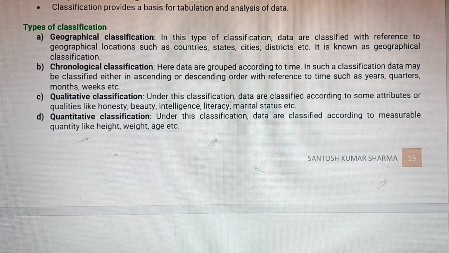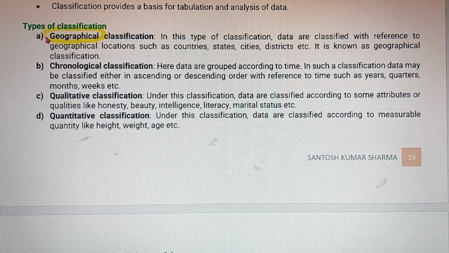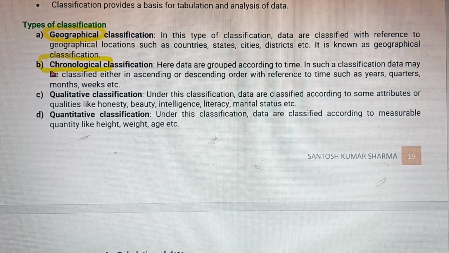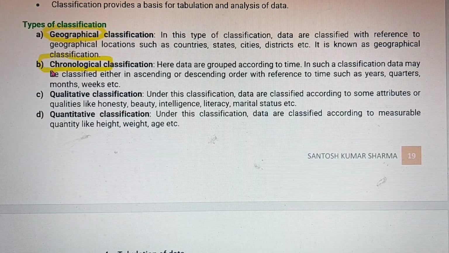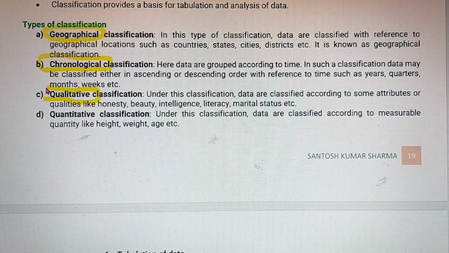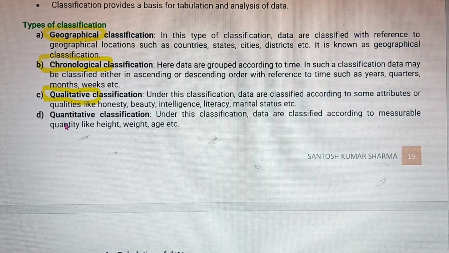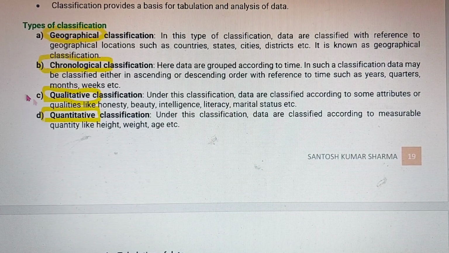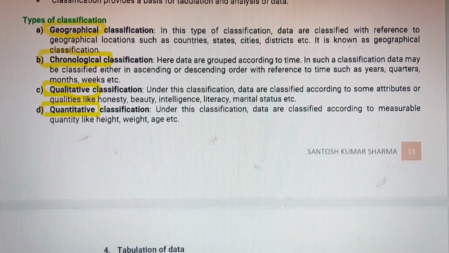Now again, classification of data. There are few types of classification, like geographic classification, which is done on the basis of location, geographic location. In chronological classification, we divide the data in terms of time, okay, or date. In qualitative classification, we generally take the attribute of the data, that is quality. And in quantitative classification, we consider the quantity, how many factor will be considered in quantitative classification, right?